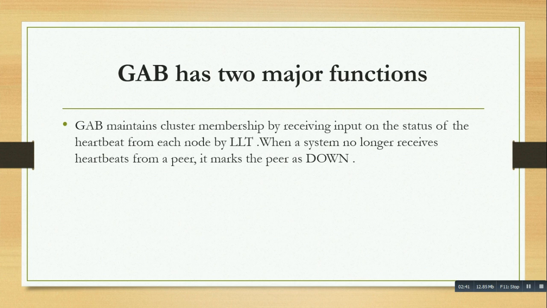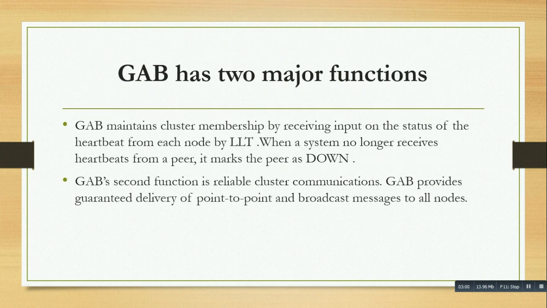GAB maintains cluster membership by receiving input on the status of the heartbeats from each node by LLT. I will explain later what LLT is. When a system no longer receives heartbeat from a peer, it marks the peer as down. GAB's second function is reliable cluster communication. GAB provides the guaranteed delivery of point-to-point and broadcast messages to all nodes.